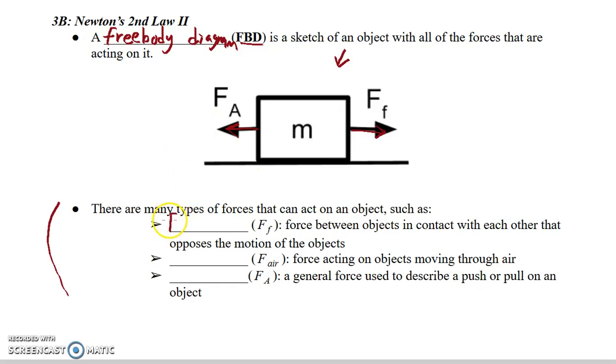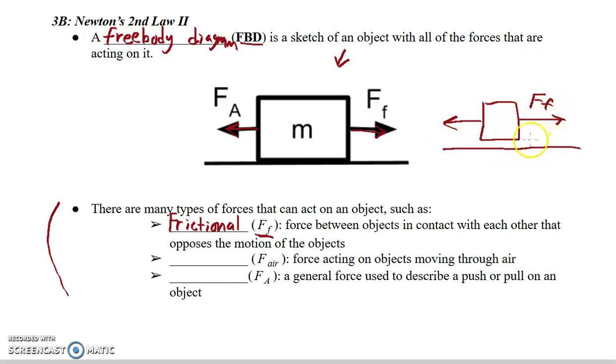The first is friction, the frictional force. Frictional force is abbreviated F subscript F, so force of friction. That's the force between objects in contact with each other, and that's going to oppose the motion of the object. So for example, if you have an object and you pull it to the left, there's going to be a force of friction in the other direction. So whatever way you pull something, or whatever way it's moving, the force of friction will oppose that.